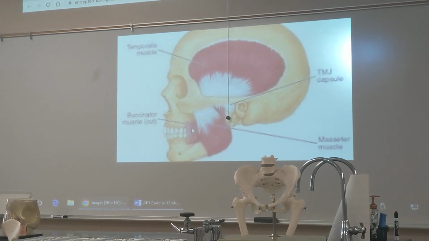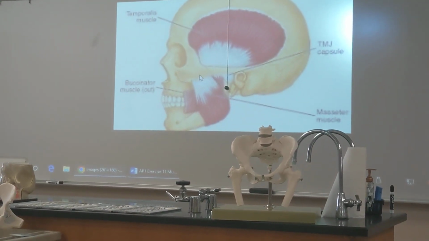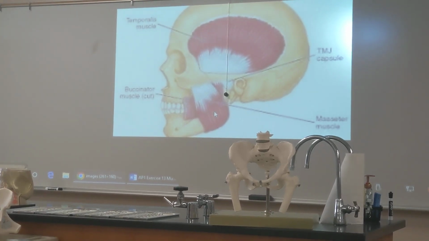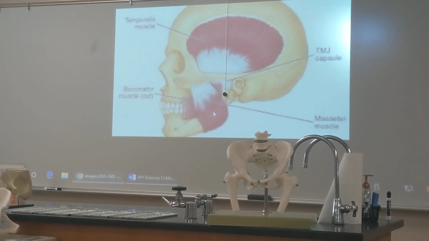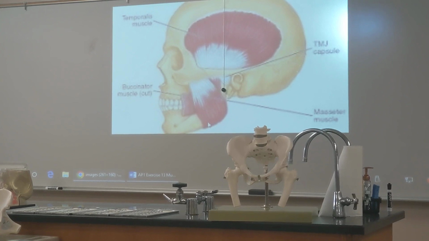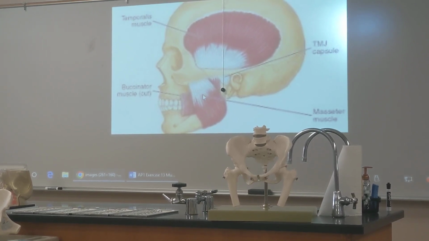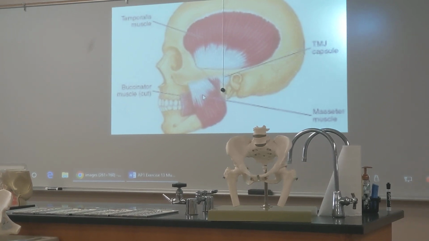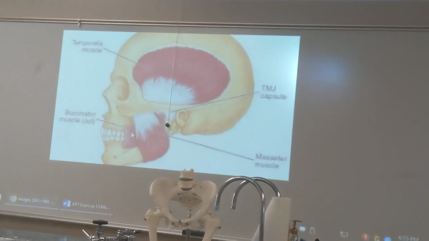Let's talk about the masseter first. It causes mastication, chewing. Fancy anatomy word for chewing. It causes you to bring the jaw upward so the teeth come together. That's the masseter.